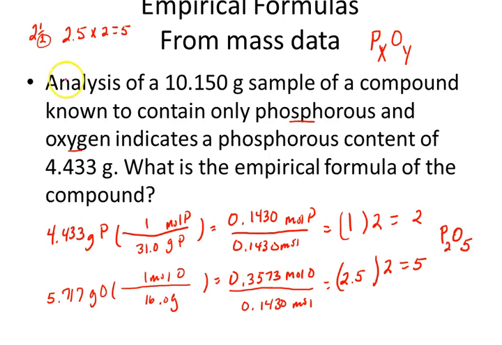In the future you'll see other fractions, but it's always done the same way: multiply by the denominator of the fraction. So if you have something like 1/3, multiply by 3. If you have 2/3, multiply by 3. If you have 1/5, 0.2, multiply by 5. That will take care of the fraction for you. So the final answer is P2O5.